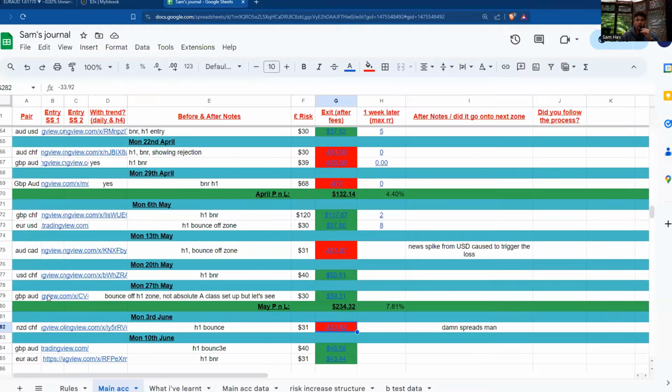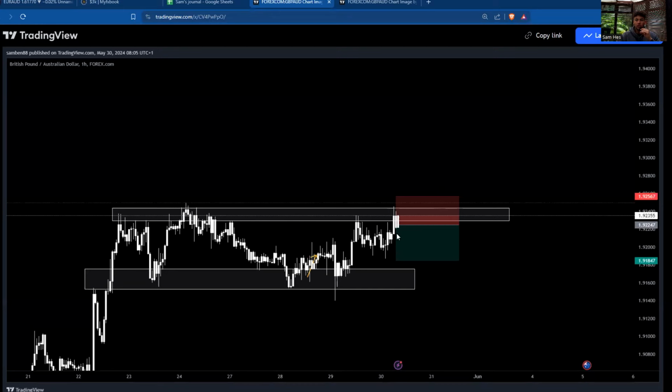All right, the next example we're going to look at is another GBP/AUD trade. Here you can see in this entry, this is actually not an A-class setup. It spiked quite a bit on this first reaction with the zone. The second time, it went away quite slowly. The third time, even less so.